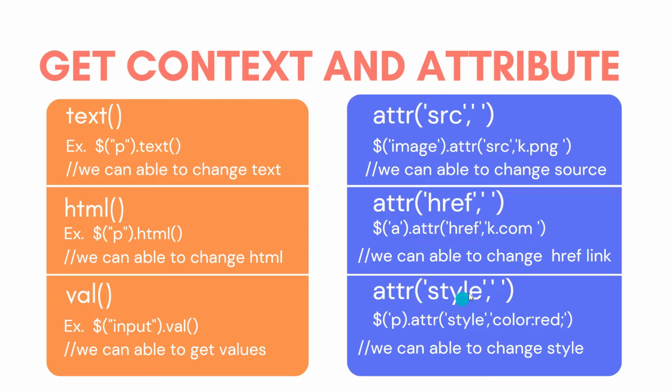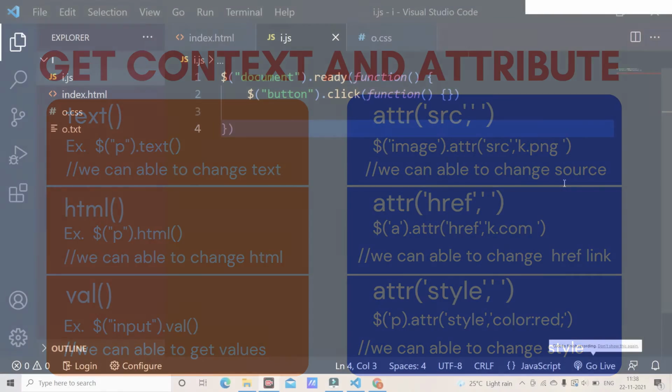At last we have the style, and you just have to add the attribute style, under which you write the normal CSS code, the CSS code which you used to write in the CSS page. Just like that you can mention it here, and this is how it is very easy. And this is how we go with the get context and attribute.